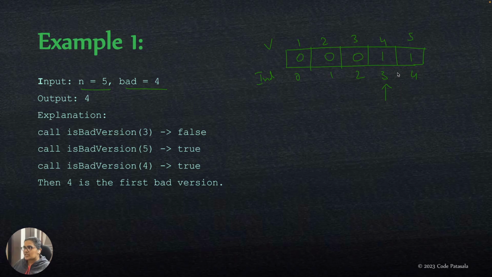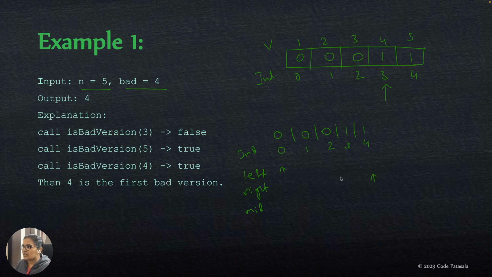In such cases, binary search would be really useful. Let's see how. Instead of searching for one, the modification we have to do is find the first bad version. If we transform this array into binary search, it would be like this. We have an array of indices 0, 1, 2, 3, and 4. For the binary search, we need to take a left pointer and a right pointer. The left pointer would be here and the right pointer would be here.